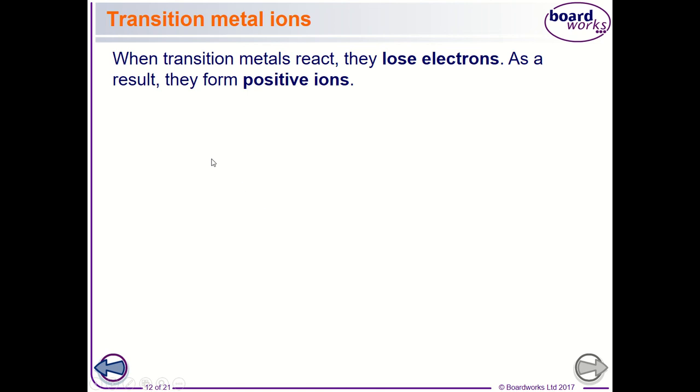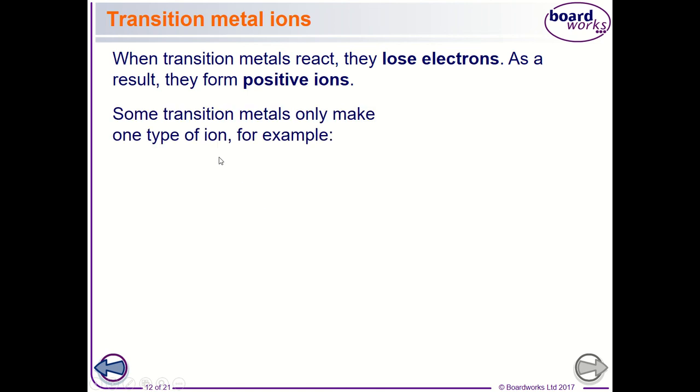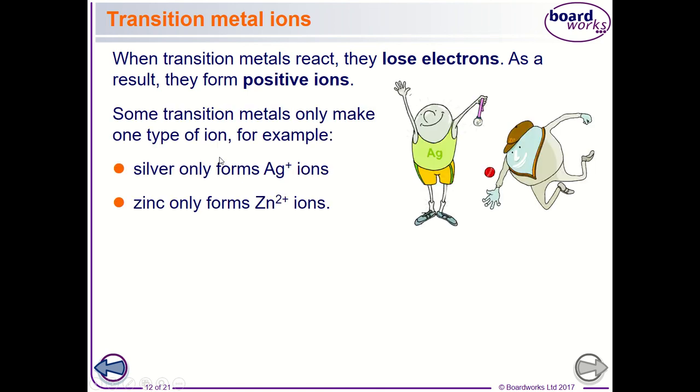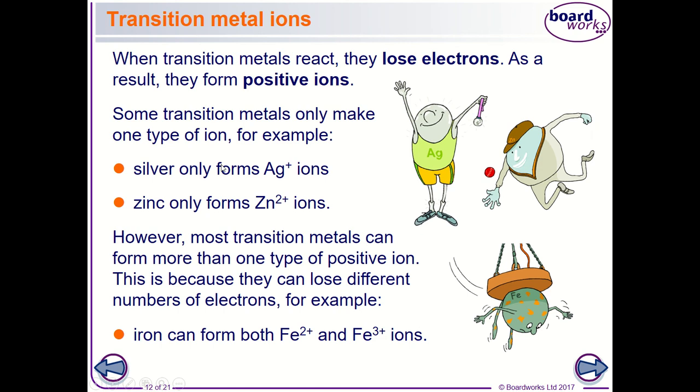Okay, so the transition metals, like all metals, they lose electrons and they form positive ions. Some of them only form one type of positive ion, so silver, always +1, zinc, always +2. But then there's a few of them which are a little bit odd. So for example, here we've got iron, which forms two different types of ions. We didn't meet that in Group 1 or Group 2 chemistry, but iron forms 2+ ions and 3+ ions.